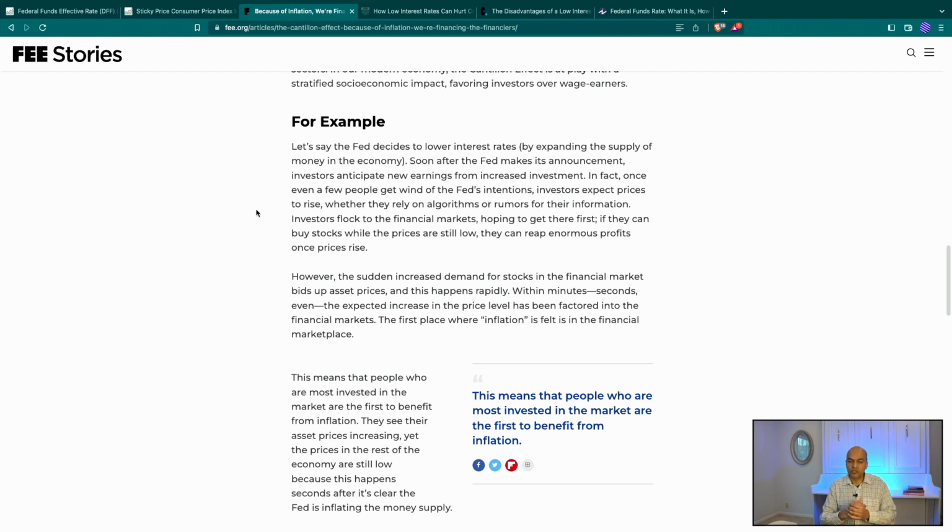The Fed decides to lower interest rates. Soon after the Fed makes its announcements, investors anticipate new earnings from increased investment. They expect prices to rise, so they get in on the action, buying stocks, buying investments before others can do so, and they reap enormous profits once the prices do rise. So therefore, stockholders are going to see the most benefit from new money being put into the economy compared to those who are on the other end of the scale.